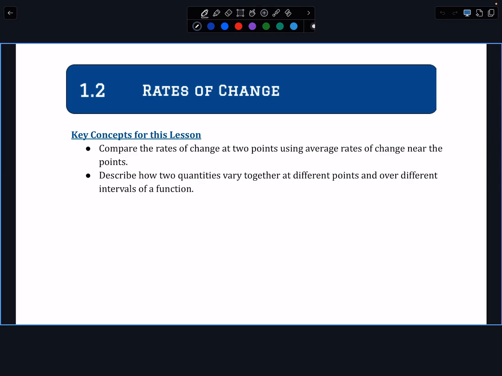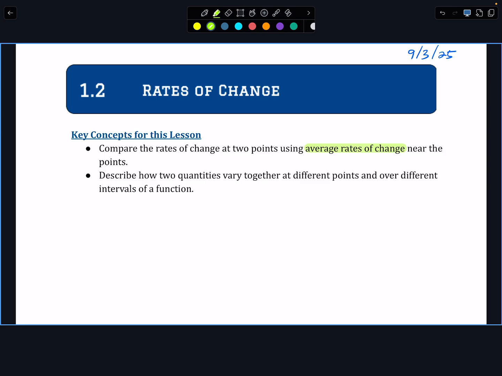So section 1.2 is called rates of change. There's one main idea in this lesson, and it's basically finding what's called average rate of change. You will learn how to compare the rates of change of 2 points using the average rates of change, and then how to describe how two quantities vary together at different points and over different intervals of a function.